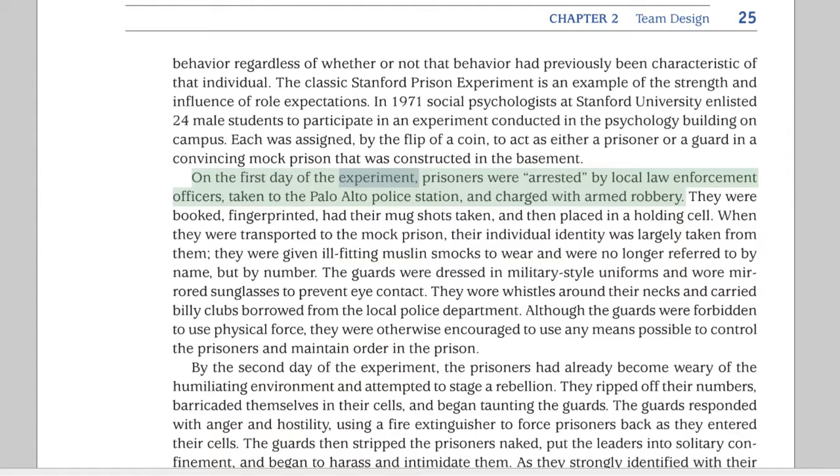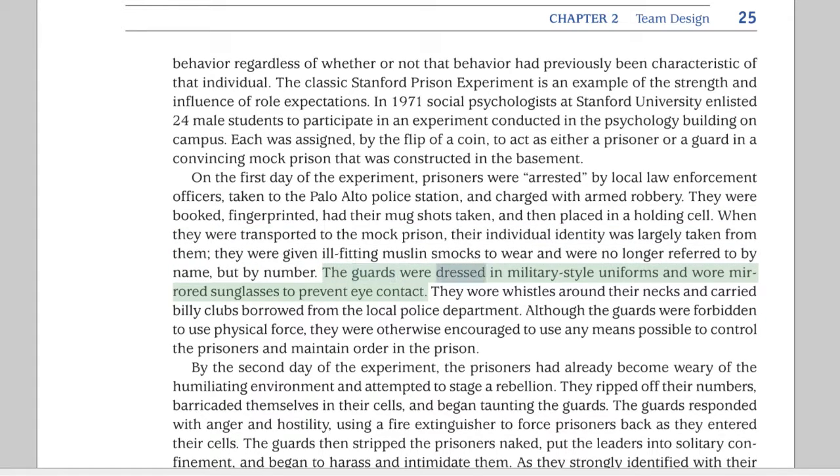On the first day of the experiment, prisoners were arrested by local law enforcement officers, taken to the Palo Alto police station, and charged with armed robbery. They were booked, fingerprinted, had their mugshots taken, and then placed in a holding cell. When they were transported to the mock prison, their individual identity was largely taken from them. They were given ill-fitting muslin smocks to wear and were no longer referred to by name, but by number.